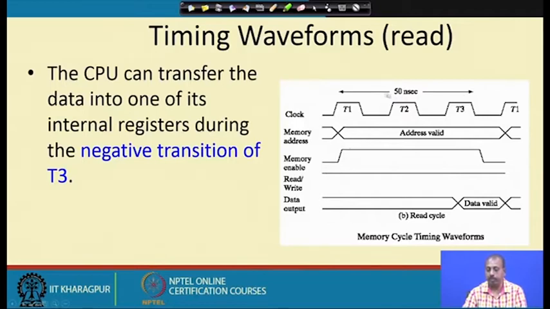If the memory cycle time is 50 nanoseconds, then after 50 nanoseconds the data is available on the data output. This is where data valid comes. The processor should take the data at this point. It started the operation at this point, but it should take the value here. The negative transition of T3, the falling edge of T3, should be used for storing the data into the CPU register, because at that time the data is definitely valid. This is the way read operations are done.